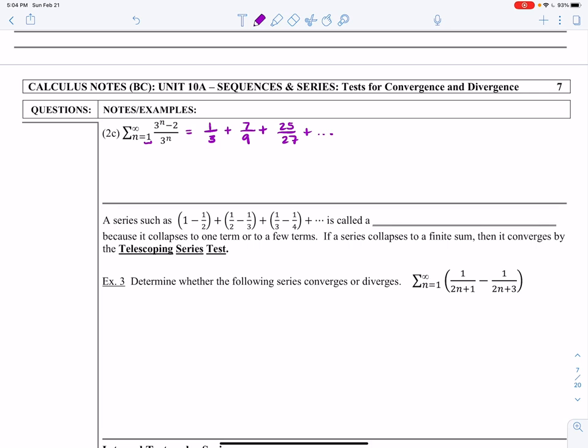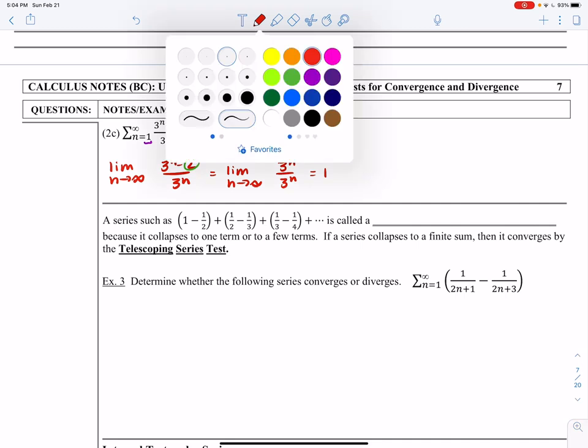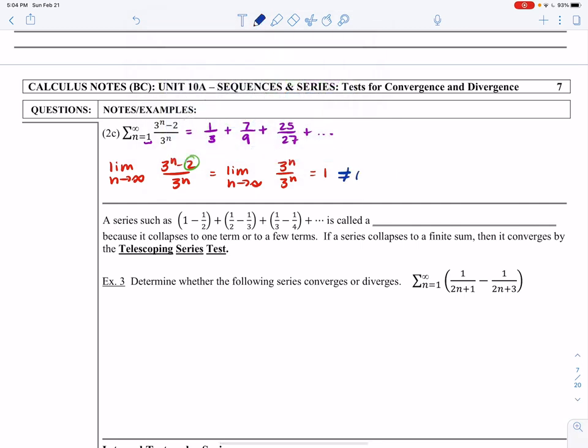Now, this is not geometric. It kind of looks geometric because you see that the denominator is growing by powers of 3, but not the numerator. So let's take a limit as n approaches infinity of 3 to the n minus 2 over 3 to the n. Now, out towards infinity, this minus 2 is going to do nothing. So this is equivalent to the limit as n approaches infinity of 3 to the n over 3 to the n. Well, that's going to give me 1. And 1 is not 0, which means this thing does not get small.